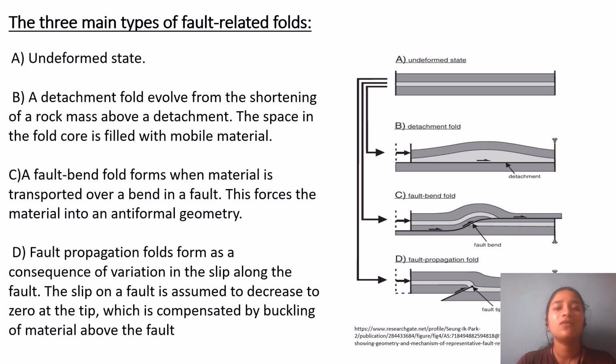And finally, the fault-propagation fold. This one forms at the tip of a fault that doesn't break all the way through. As the fault pushes upward, the layers above it buckle and fold instead of fracturing. So these folds are closely tied to fault movements and give us clues about how the Earth's crust responds to stress.